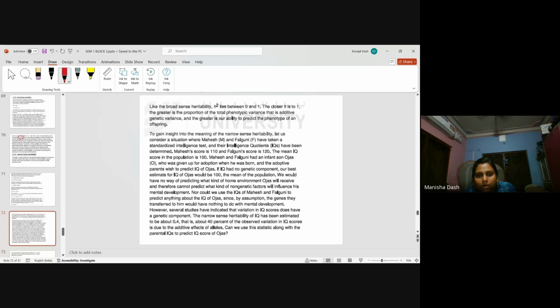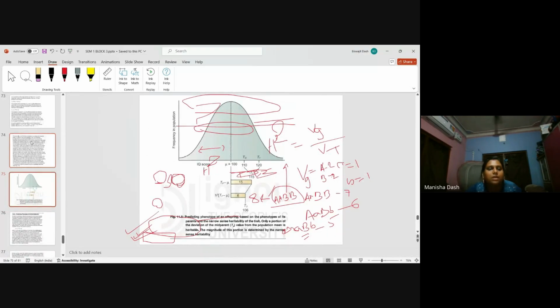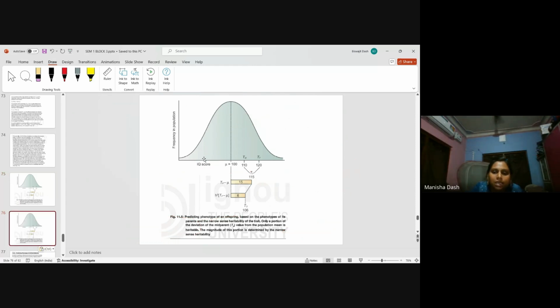Here is one calculation that we will go through. We can look at this graph and then we can discuss. You can read the text later.